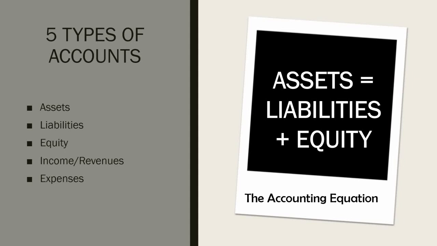So understanding that assets must always equal your liabilities plus your equity. Okay? So everything that you own is going to be equal to the value of your company, so your original investment, plus anything that you owe to other people. All right?